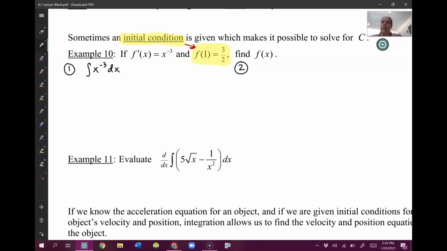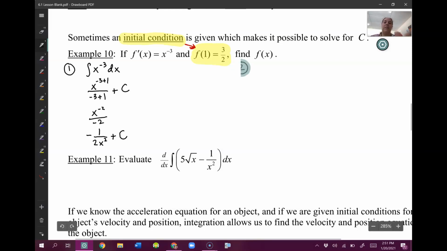We should be pretty good at this point. This is just power rule. So negative 3 plus 1 over negative 3 plus 1 plus c. So that's going to be x to the negative 2 all over negative 2. I'm going to bring this x to the negative 2 down into the denominator to make it positive. And there's my equation so far.